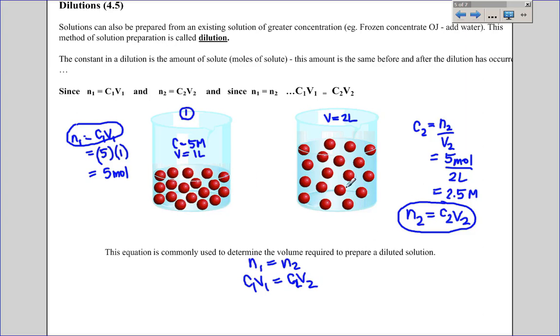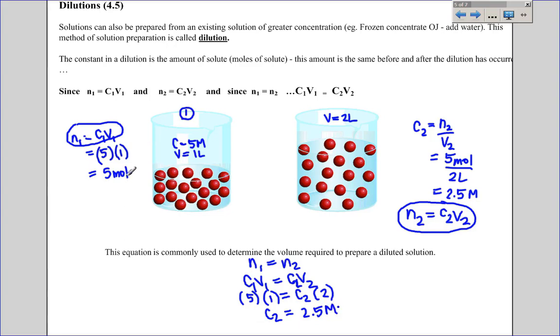So let's look at the same scenario using this formula instead of doing 2 steps. We knew that the concentration of our solution 1 was 5 mole per liter, and that the volume of solution 1 was 1 liter, and we didn't know our final concentration, but we knew that the volume of the final solution was 2. So when we do this math to find C2, we're doing 5 times 1 and dividing by 2, and we're left with 2.5 molar.